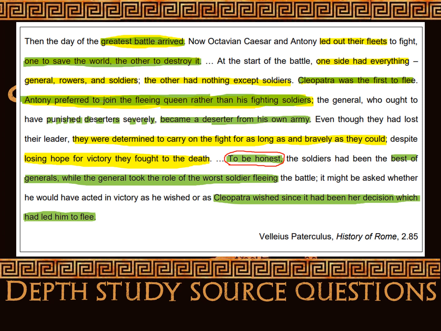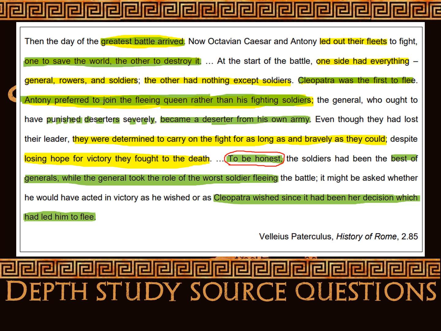Anything where they are themselves almost destabilizing the credibility and objectivity of what they're writing, go to town on that. Here, to be honest, the soldiers, this is Paterculus putting his perspective in, which instantly we could use to say this makes it less reliable because clearly the author has an invested interest in what he's writing.